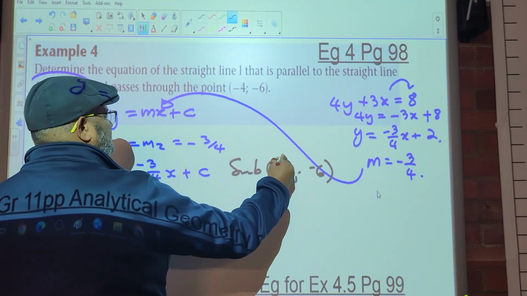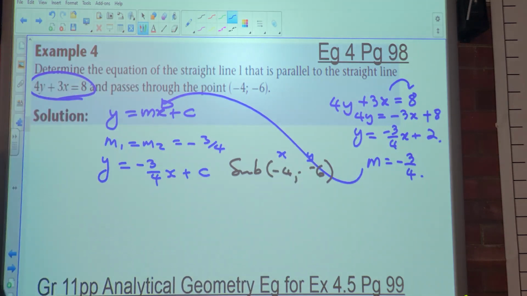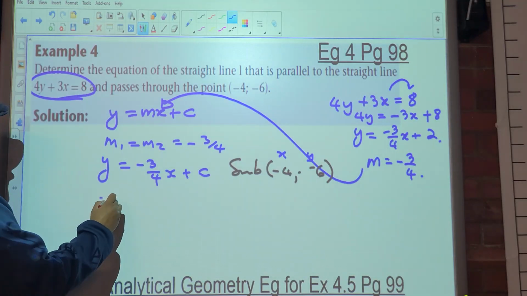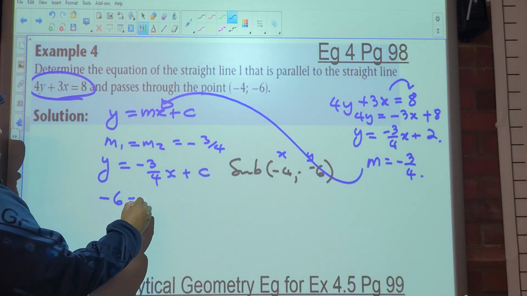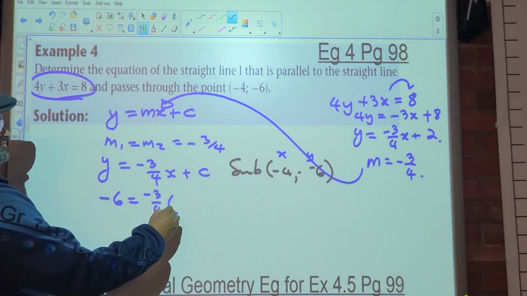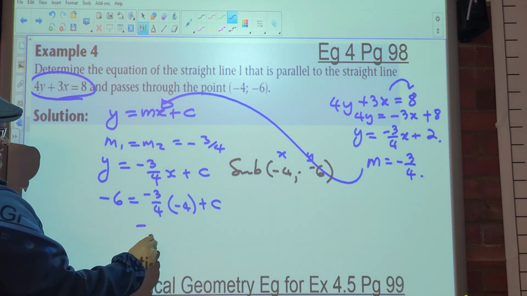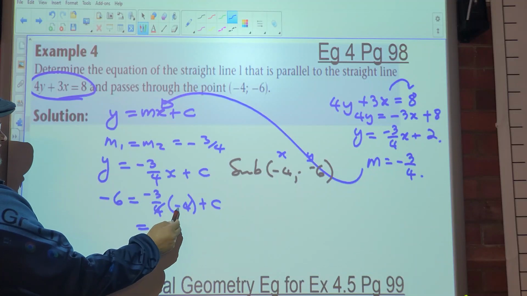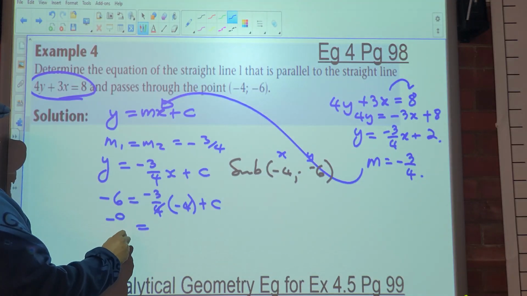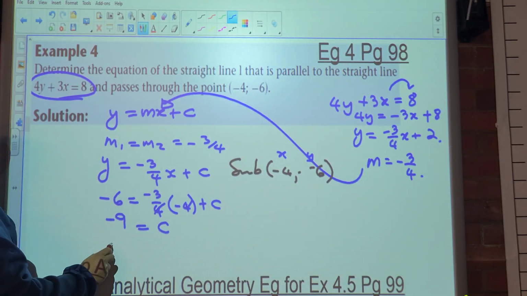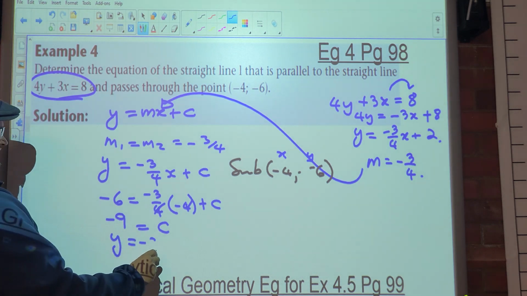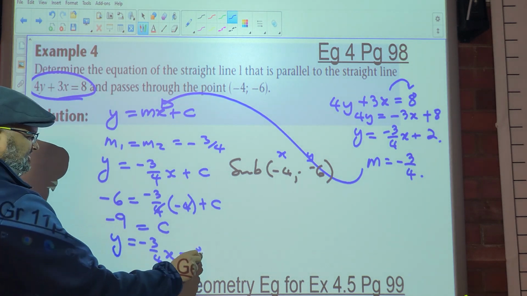Remember, this is n, 6 and 1. So what is it going to read now? Negative 6 is equal to negative 3 over 4 times negative 4 plus c. That will cancel, leave you with 3. That becomes negative 3. So c is negative 9. My equation now reads y is equal to negative 3 over 4x minus 9.